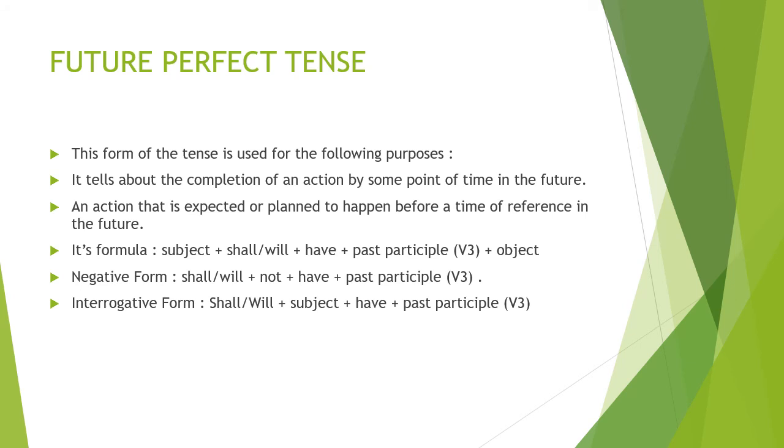How to form a negative sentence? Shall or will takes not, and after that have will be added, and after that the third form of the verb. How to form an interrogative sentence? Again the helping verb will be taken in the beginning of the sentence, shall or will, after that the subject, then have will be added, and then the past participle, again the third form of the verb. Let us try to understand through an example.